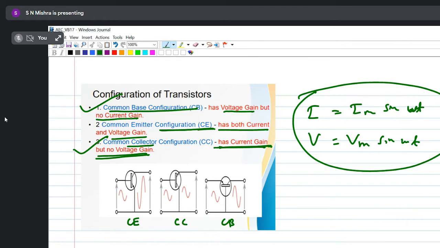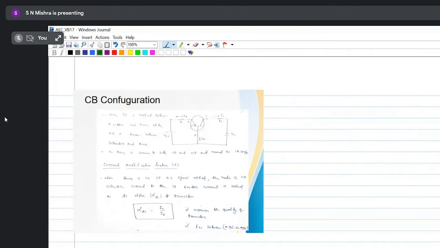Now you understand how to make these configurations and why it is used. Now one by one we'll go for each configuration and its related equations. So first we'll see the common base configuration. In the previous slide I explained how to draw the common base configuration without connecting the resistor and voltage source. Now we'll do the entire circuit.